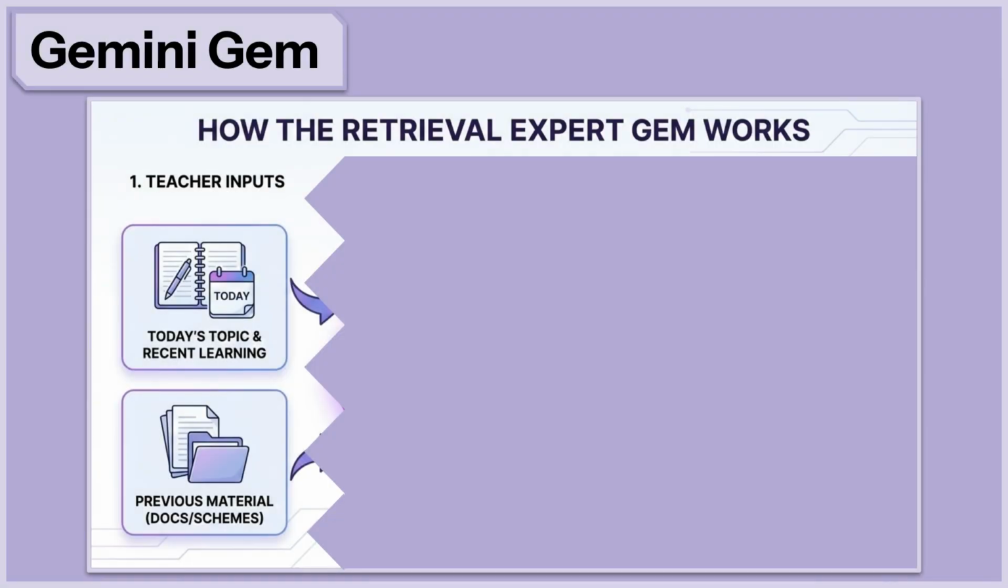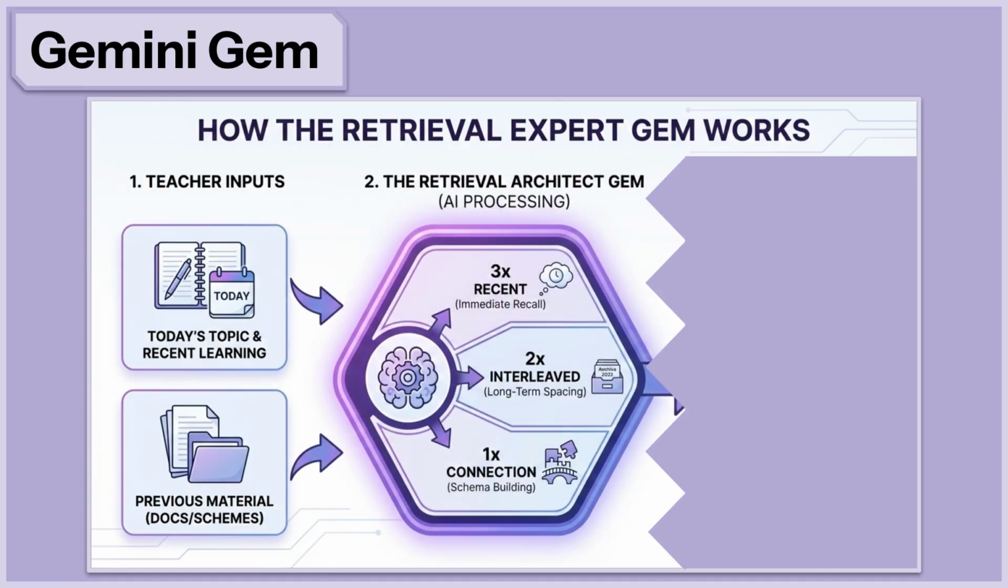Let me show you exactly how this gem, the Retrieval Architect, works. It all starts with your input. You simply tell the gem today's new topic and paste in any recent learning notes you have, perhaps from your lesson slides or schemes of work. And crucially, you can also upload any previous material, maybe a PDF of last term's syllabus, a textbook chapter, or even a photo of an old revision list. The gem will read anything that you give to it.